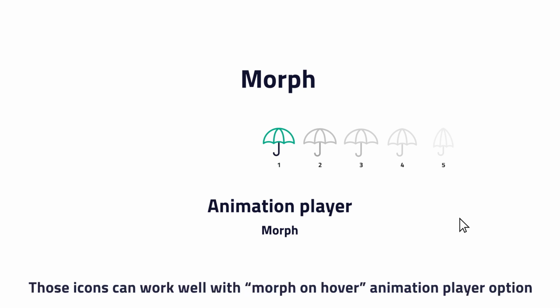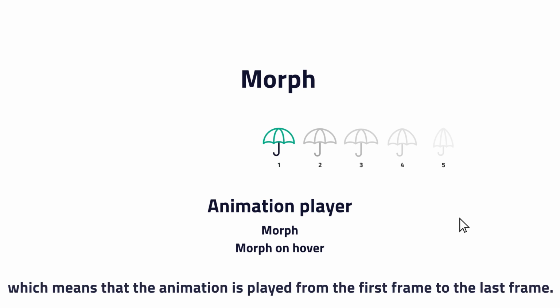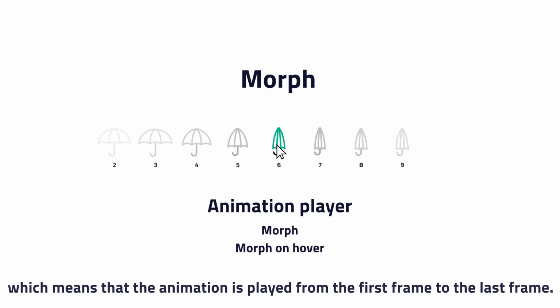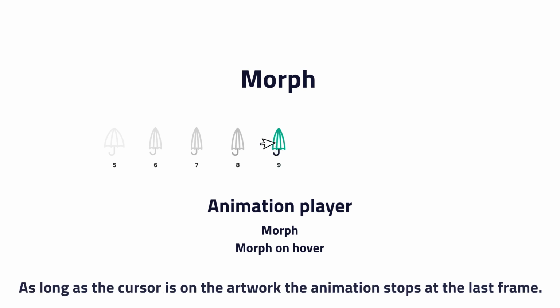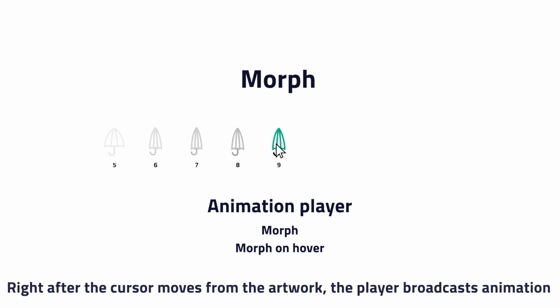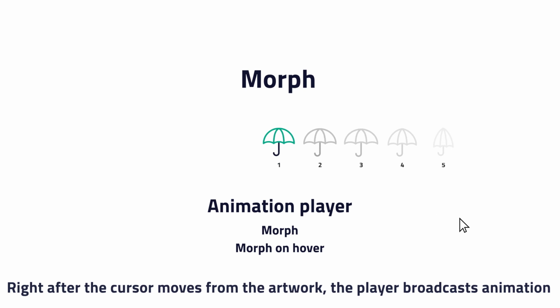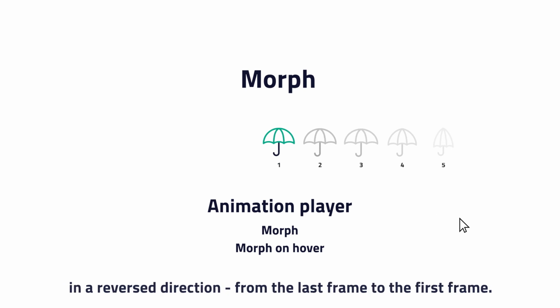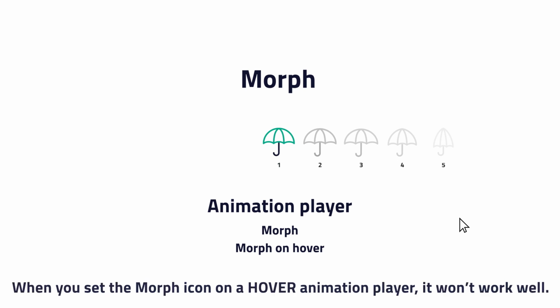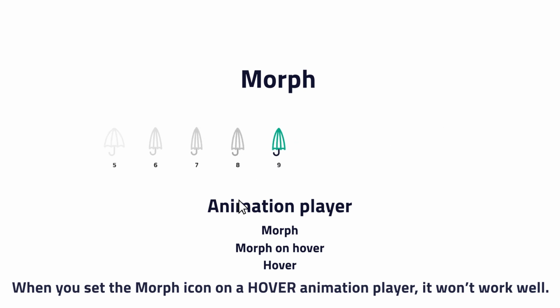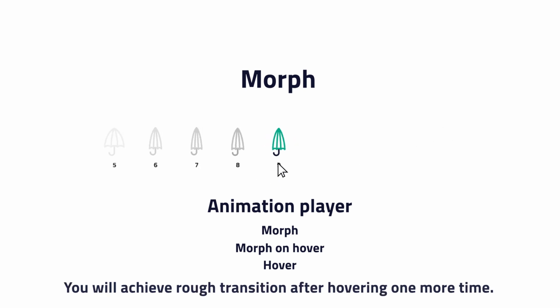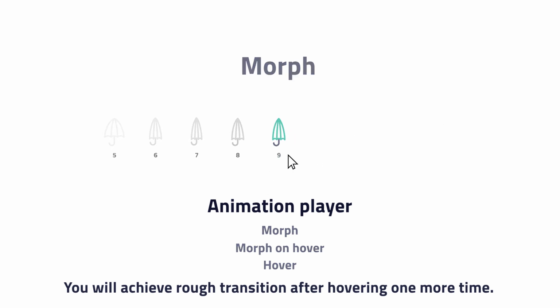These icons also can work well with Morph on Hover animation player option, which means that the animation is played from the first frame to the last frame, and as long as the cursor is on the artwork, the animation stops at the last frame. Right after the cursor moves from the artwork, the player broadcasts animation in reverse direction, from the last frame to the first frame. When you set the morph icon on a hover animation player, it won't really work well. You will achieve rough transitions after hovering one more time.